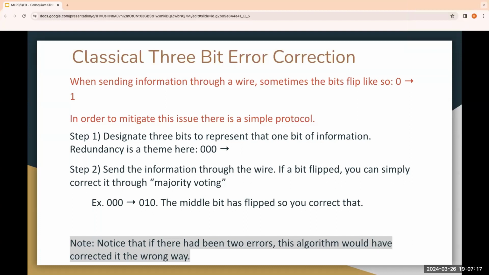algorithm, 3-bit error correction. What is this? I want to continue. So we'll get to questions after, but the algorithm would have corrected it the wrong way. So continuing on, the next slide.